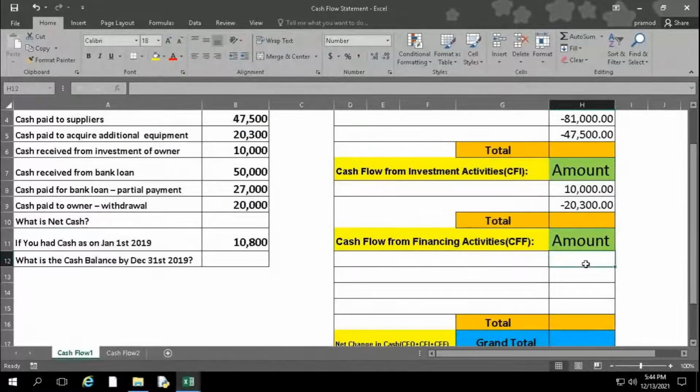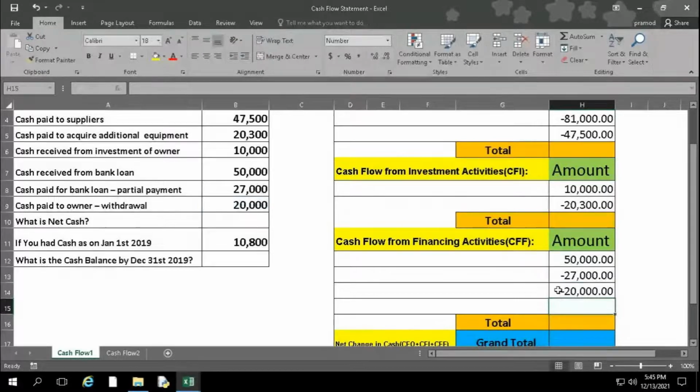Next, cash flow financing. Sir, but we have taken a bank loan, which is investment, no, sir? Cash received from investment of owner, okay, okay, sir, investment activities we are doing. So that is investment. Bank loan is CFF. Next, cash paid to loan for partial payment, again CFF, minus. Then cash paid to owner withdrawal, again minus, in cash financing.